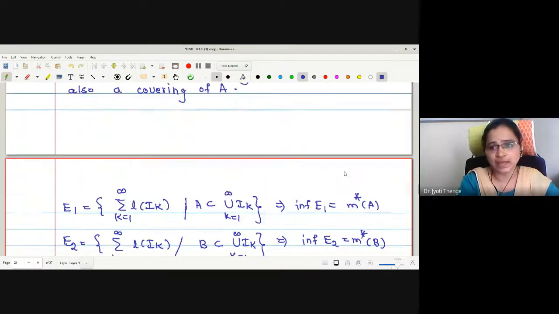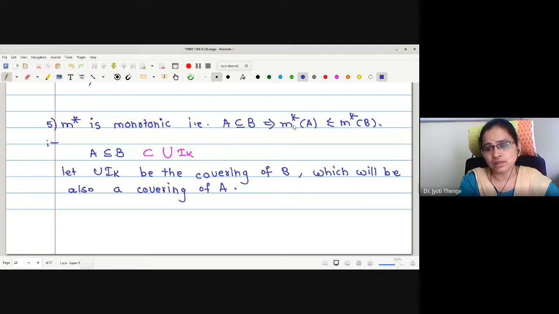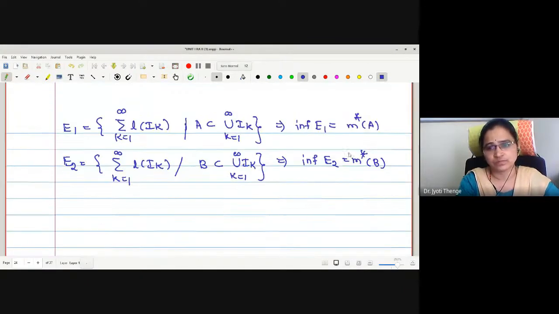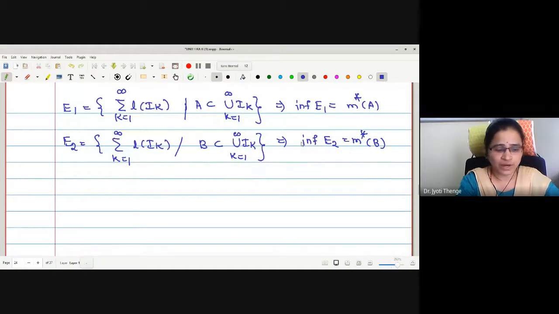And what is the aim to prove actually? m star of A is less than or equal to m star of B. Therefore, our aim is to prove this set E2 is contained in E1. The claim is to check E2 is contained in E1. If E2 is contained in E1, what about their infimum relation?